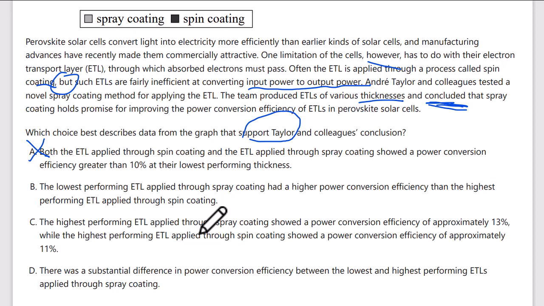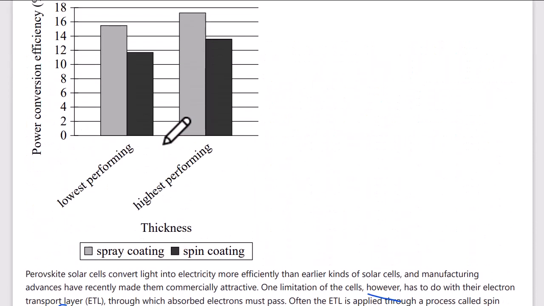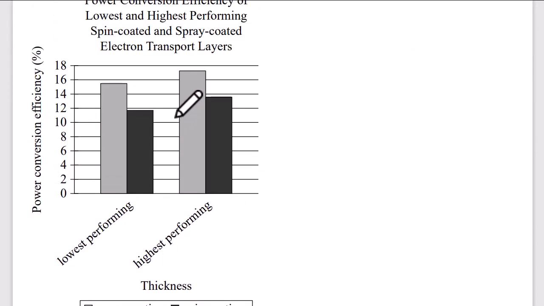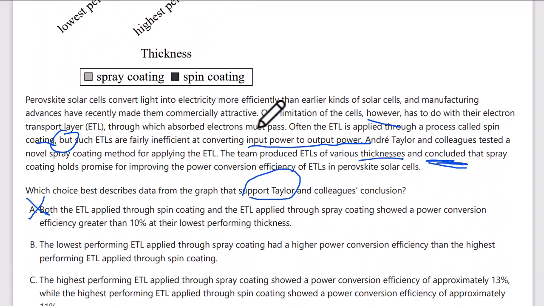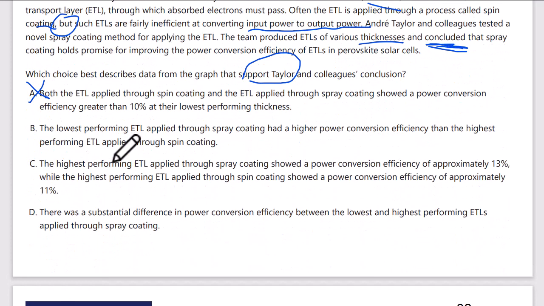B, the lowest performing ETL applied through spray coating had a higher power conversion efficiency than the highest performing ETL through spin coating. Well, that might be. That just shows even the lowest spray coating, which is this one here, is higher than the highest spin coating, which just shows that spray coating is more efficient and therefore holds promise according to these authors. That looks like a good answer.